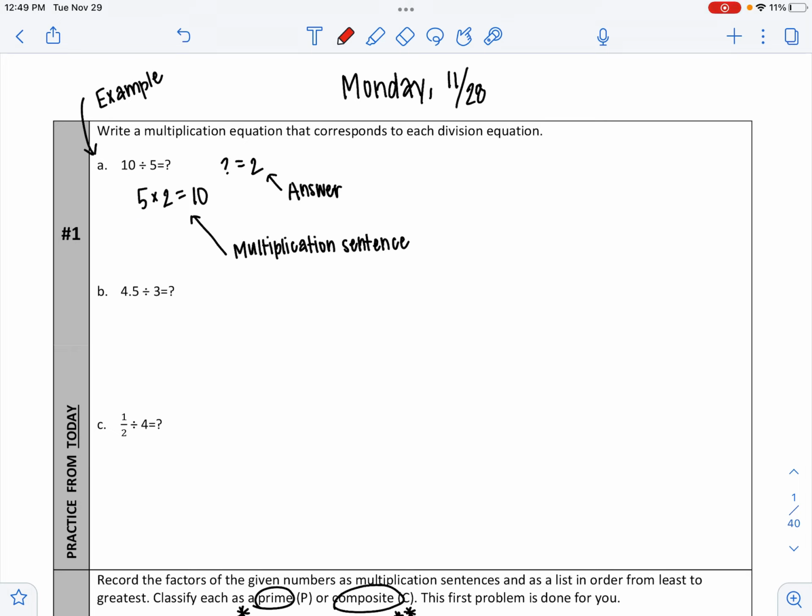You need to do the same thing for question B and question C. What can you multiply that would produce 4.5 or 1/2? Pause this video to answer question 1 and come back for help on question 2.